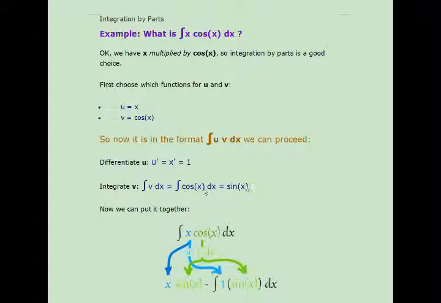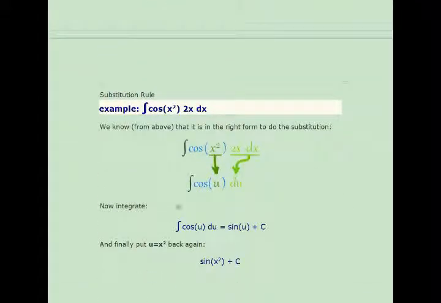The first step is you need to differentiate u. We know u is x, so when we differentiate x, we will get 1. The second step is you need to integrate v. When you integrate cos x, we will get sin x. And now we can put it together. The first term is u times v, minus the integration of u prime times v.